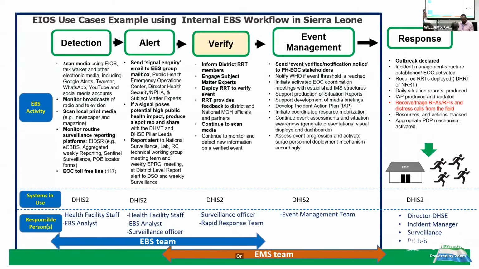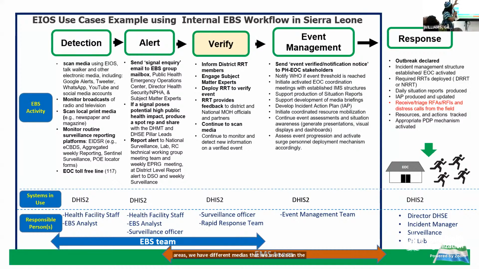And this is the EIOS workflow. We followed the EBS workflow. For the steps of EBS, we have five steps, from detection to response. And this is the workflow we use for EIOS. For detection, I, as an EBS analyst, scan the media. I'm not only focusing on EIOS. We have different media that we use to scan for information.